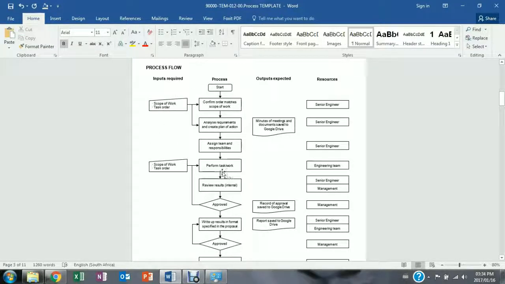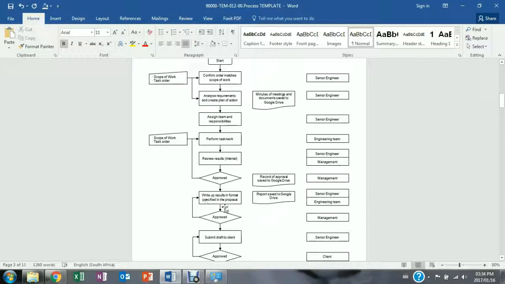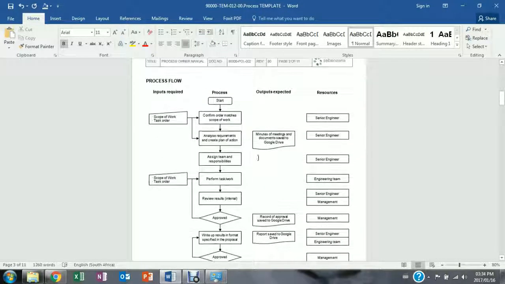The next is the actual process flow, labeled here as process, where you note down the steps required from start to the end of a project. Most of them follow one another, but certain sections, such as draft review, where you go through the process a couple of times before a final product is produced, are circular.